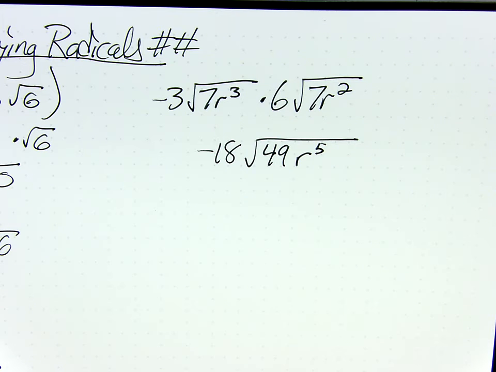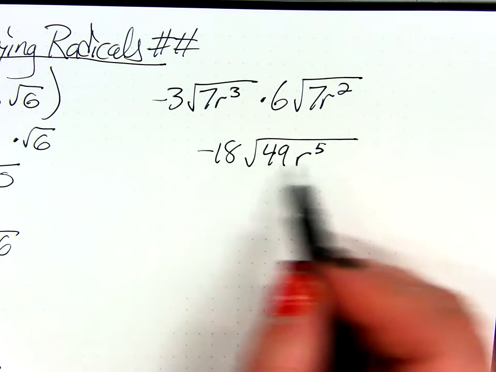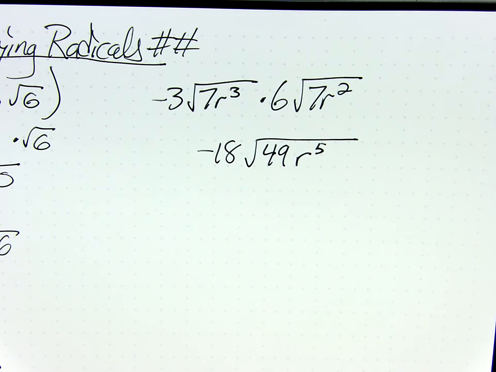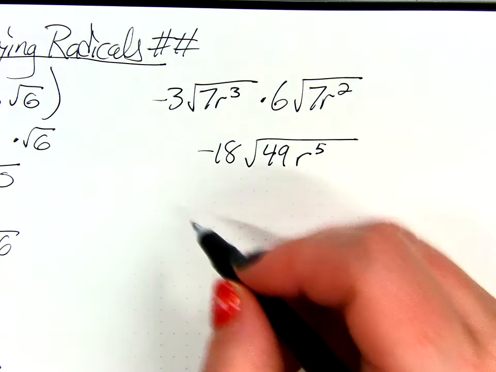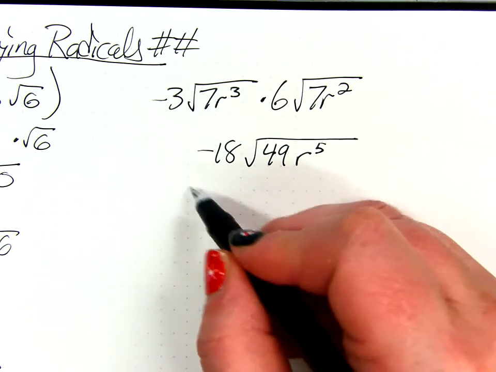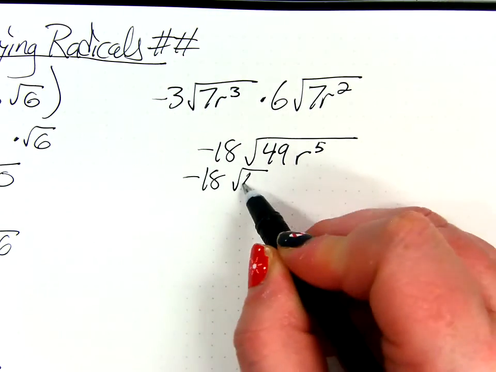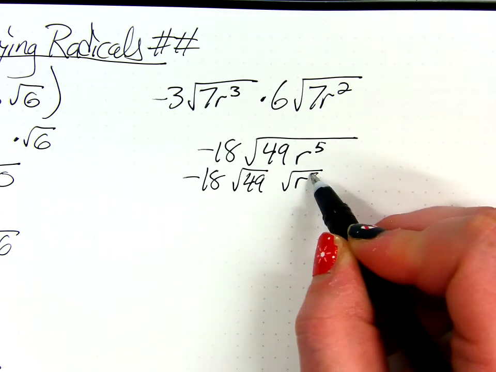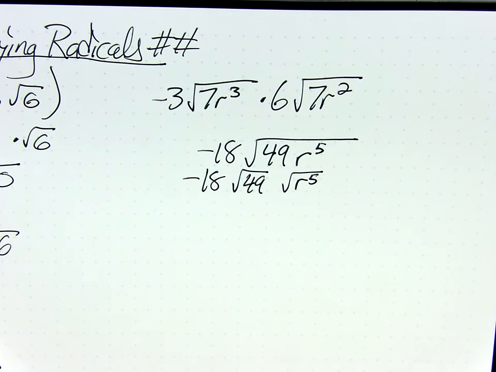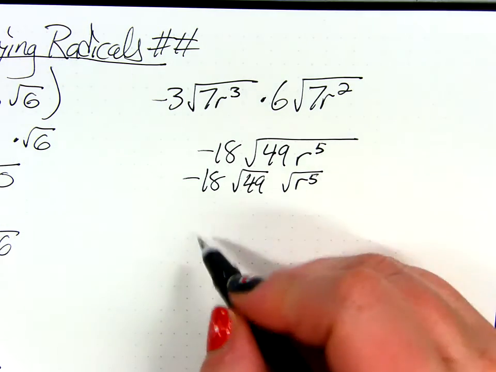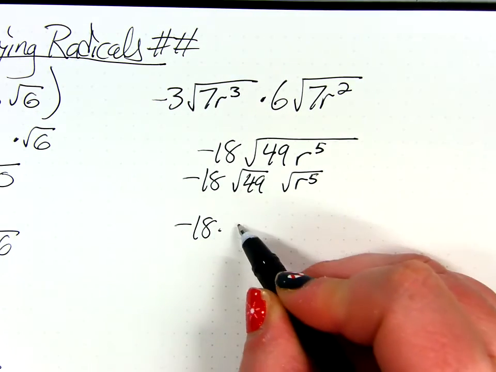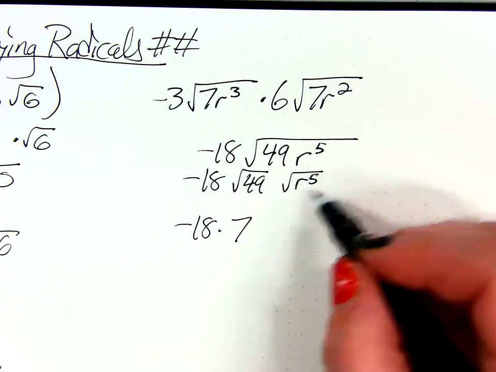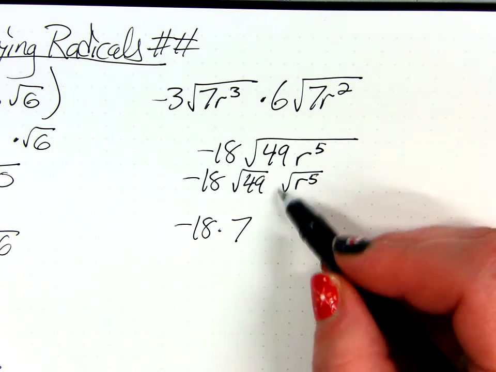So go ahead and try it. See if you remember how to fix this answer so it's fully simplified, because you're going to have to deal with the square root of r to the fifth. Let me break it up first. So I'd split it up, give everybody their own. What is the square root of 49? 7. And now, how do I handle this?